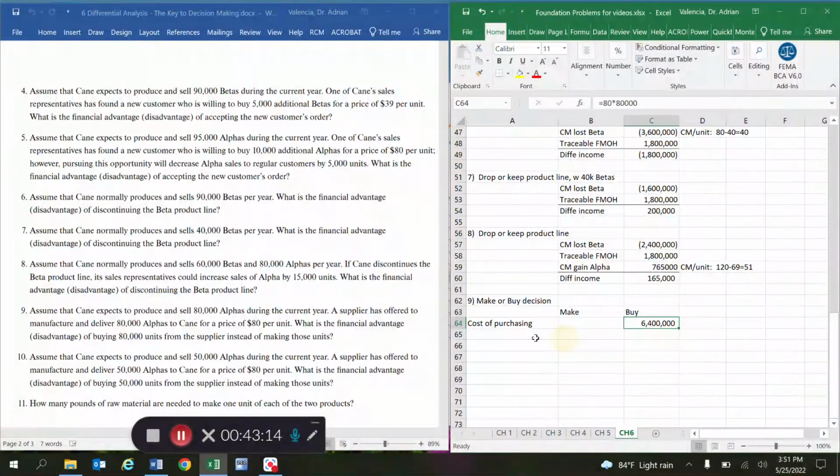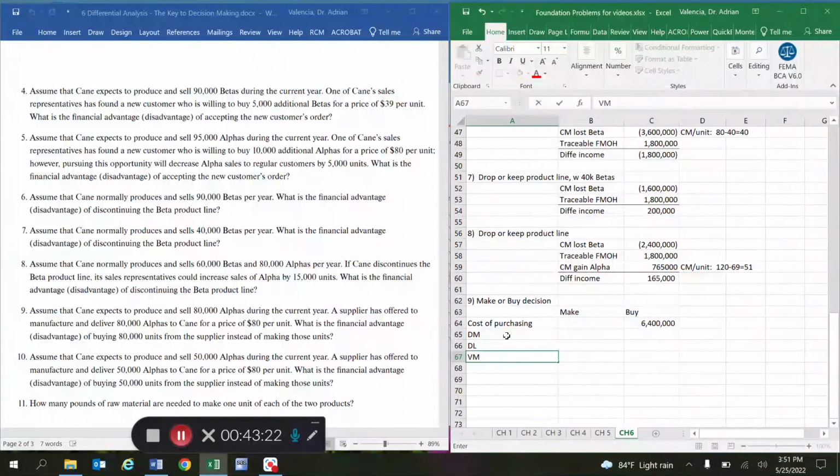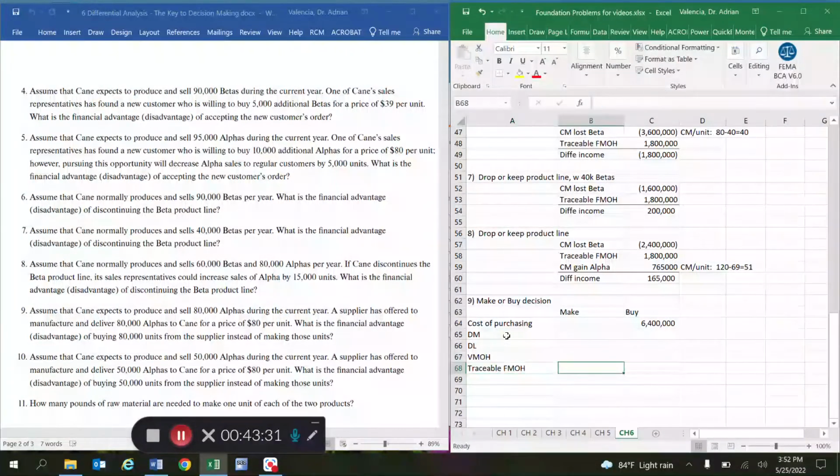Now, on the other hand, if I make it myself, I'm going to incur direct materials, direct labor, variable manufacturing overhead, and then the traceable fixed manufacturing overhead costs. I'm going to consider the traceable ones because those are the ones that I would be able to get rid of, right? And I ignore selling expenses, even the variable ones, because I'm going to assume that you're still going to have to pay your employees to sell the product, so we can't get rid of that.